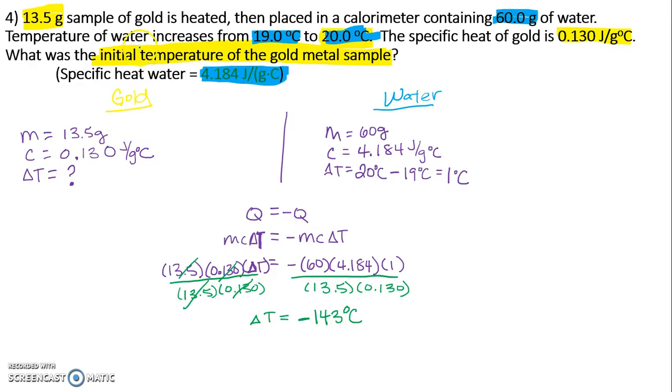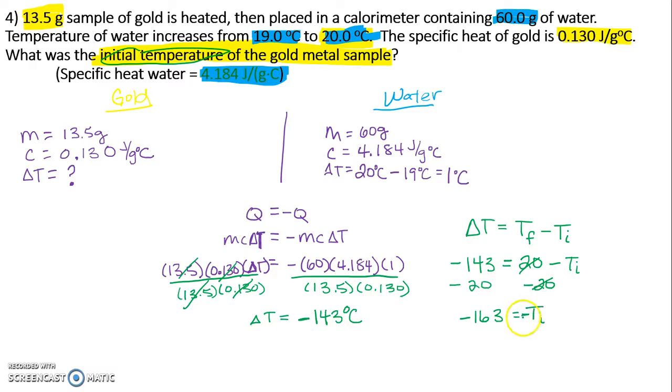But remember, it wanted the initial temperature. And this is delta T. So delta T is equal to T final minus T initial. So if delta T, which is negative 143, equals T final, which we know is 20, minus T initial. So in order to solve for T initial, I have to subtract 20 from both sides. So that goes to 0. And then this equals negative 163.